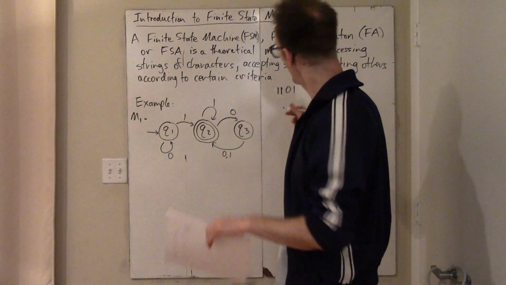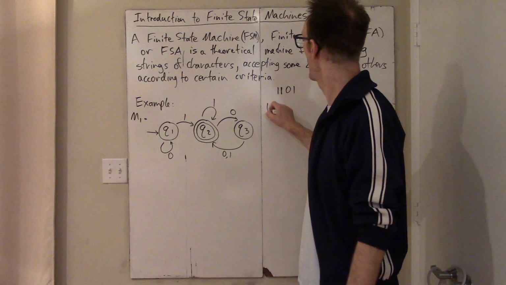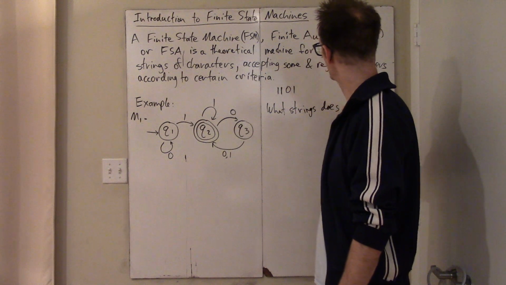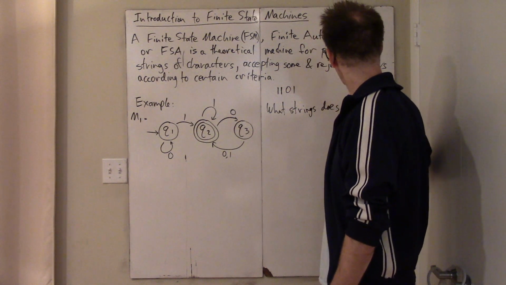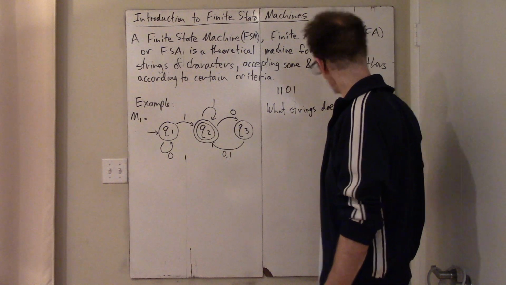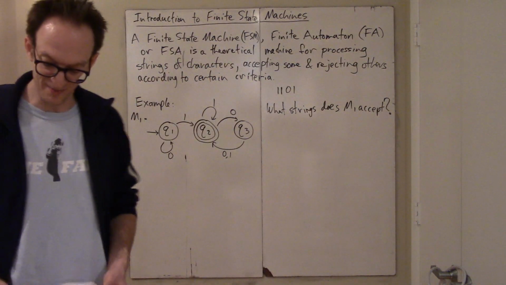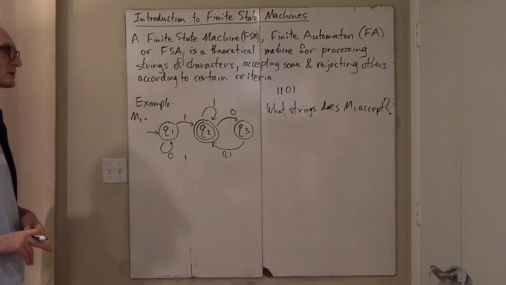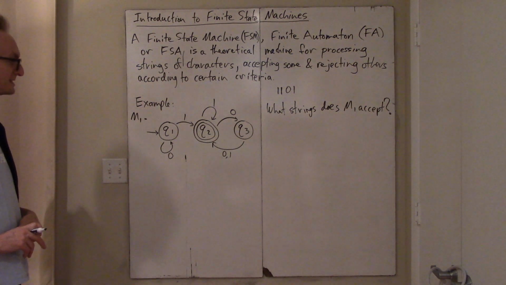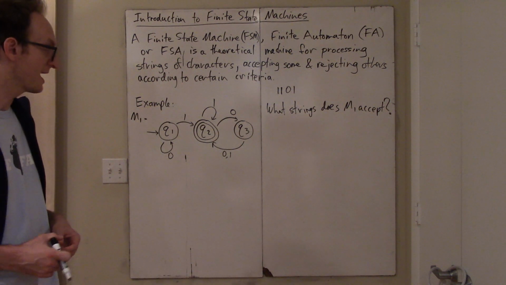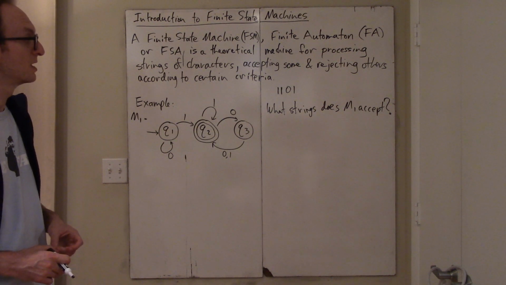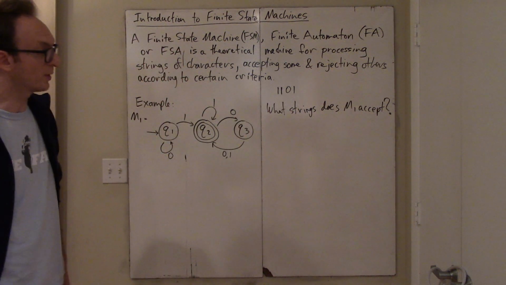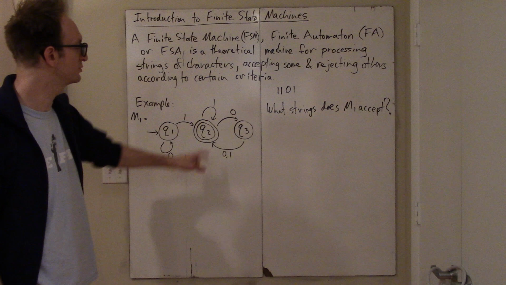Okay, question, and I think this is hard personally. What strings does this machine M1 accept? So now I'm asking a kind of harder question. At the moment we have no systematic algorithm for this. I'm asking you to use your thinking powers to look at this machine, scrutinize it, use a lot of examples and playing around, and try to figure out some way of describing all the strings which this machine accepts. So all the strings which terminate in Q2.